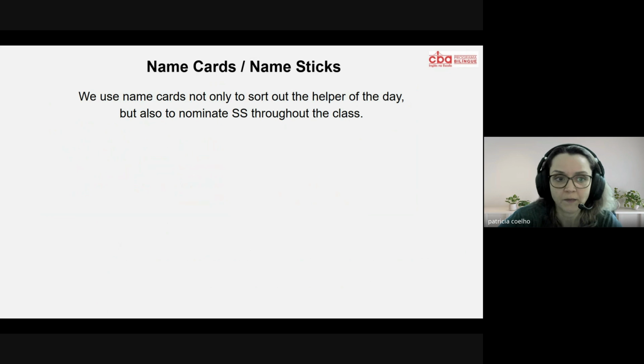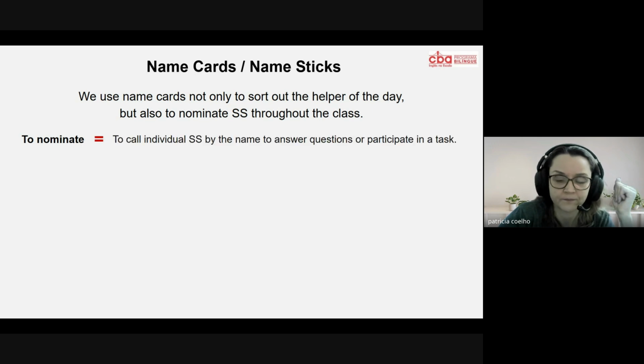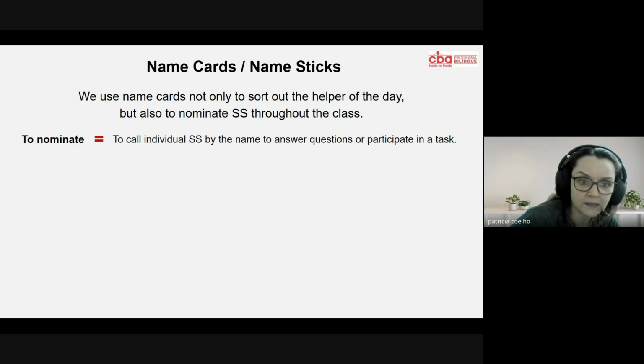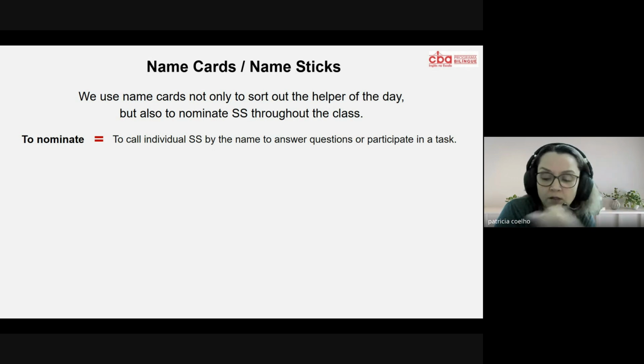So we chose to bring name cards and name sticks right at the beginning because some teachers have been using name cards or name sticks just to sort out the helper, but we can do much more than that with name cards or name sticks. We use them not only to sort out the helper of the day, but also to nominate students throughout the whole class. What does it mean to nominate a student? To nominate means to call individual students by name. You call the name of the student and you call these students to answer questions or take part in a task.